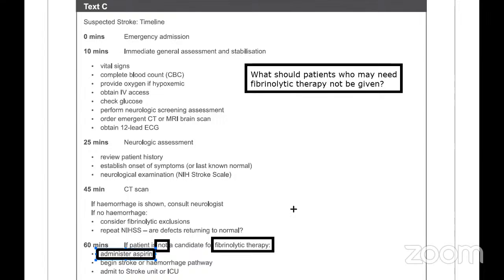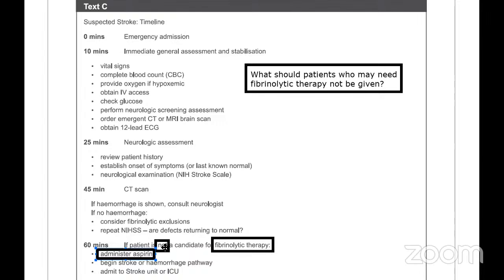Some students wrote administer aspirin. No, that's the wrong answer. That's a totally wrong option. See here, he tricked you. Here he said not a candidate for fibrinolytic therapy, then administer aspirin. But here he is a candidate, it says who may need, not may not need. Not is not there here. If he needs fibrinolysis, saying does not need is not right. So try to understand that one.